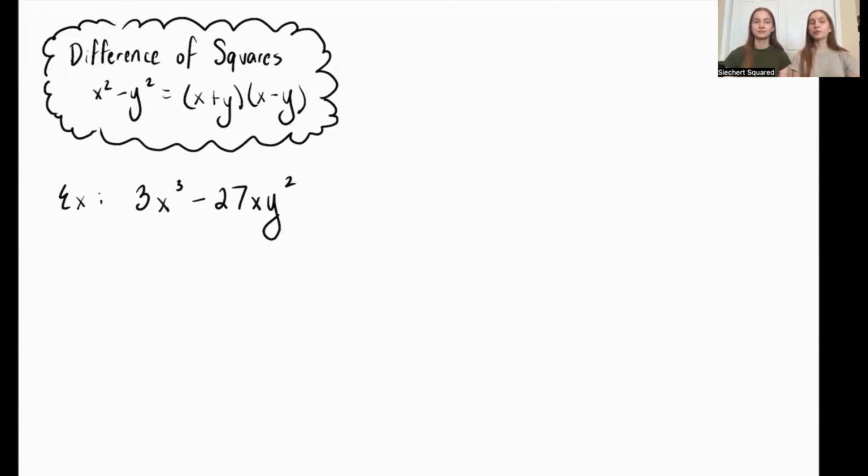So for our last example, we have something that's a little bit more difficult. We have an x cubed, and we have 2 different variables in this right term. It doesn't really look like a difference of squares, but that's why we always need to check for GCF first. So looking at the coefficients, we have a 3 and we have a 27. 3 is actually going to be the GCF of those 2 numbers. 3 is the biggest thing that goes into 3 and goes into 27.